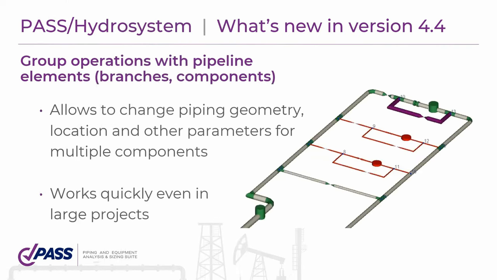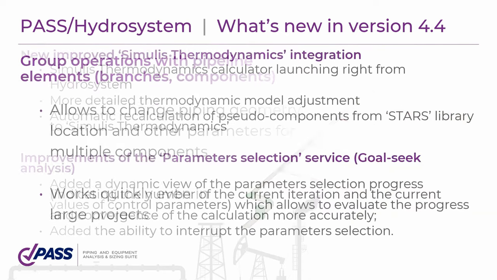Another important improvement here in PAS HYDROSYSTEM version 4.4 is that we now have group operations, so you can change piping geometry very quickly by selecting multiple components, multiple branches or multiple pipes, and simultaneously change some of their parameters, diameters, temperatures, etc. You can do it now very, very quickly.